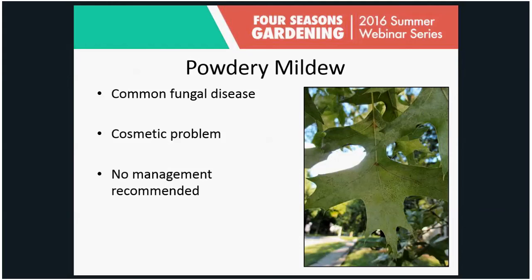But again, it's a common disease. We see it all the time. Like many of the things we've talked about today, it's considered a cosmetic problem. Generally speaking, it's not going to damage an otherwise healthy tree. So there's no management recommended other than increasing tree vitality. And pointing it out to your neighbors and talking to them about Cleistothecia, because that is the way to become the most popular person in the neighborhood. I've tried it. It works.